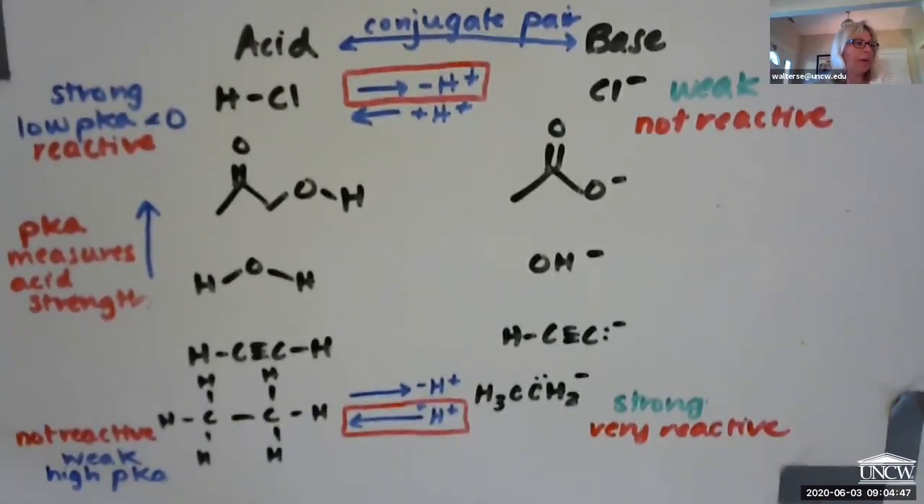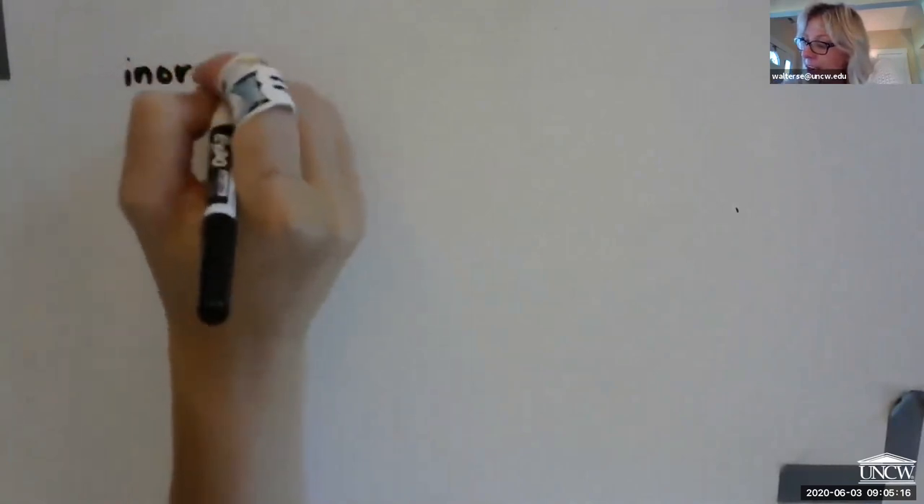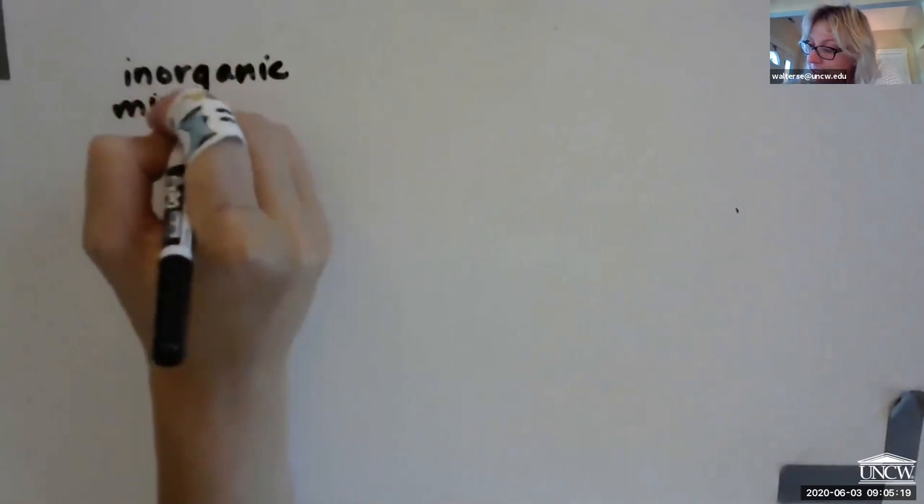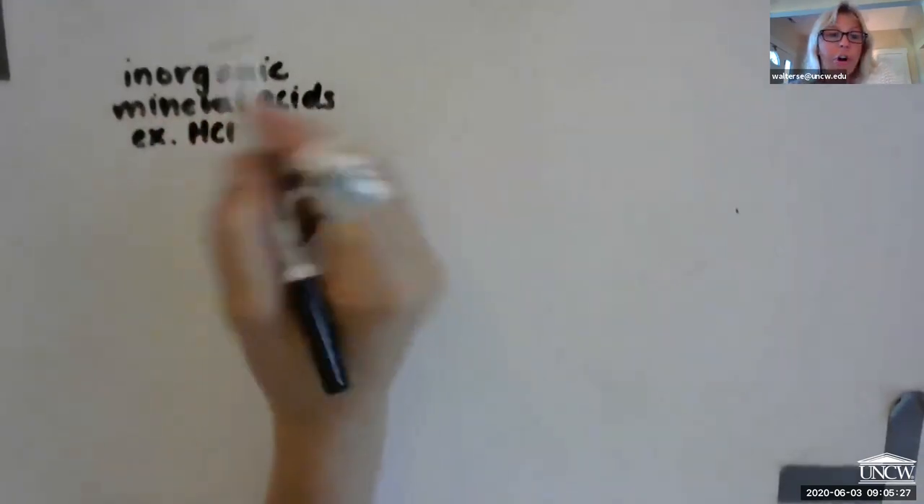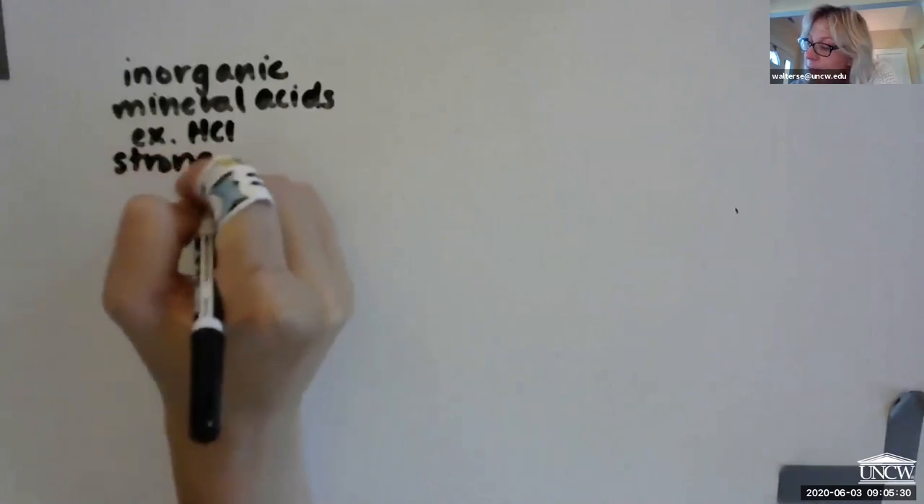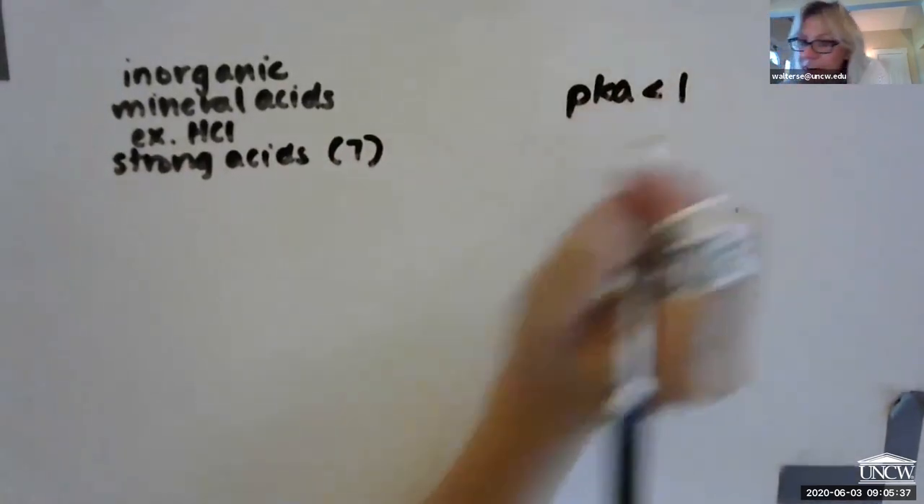Are there any questions about acid-base strength and how to identify a conjugate pair? Okay, I'm going to write out the list of the ones that you need to know in terms of the pKa values. They won't be exact, but they'll be close. So the inorganic acids, also called mineral acids, are examples like HCl. Those are all the strong acids, and there are seven of them. Those are going to have pKa values that are negative.